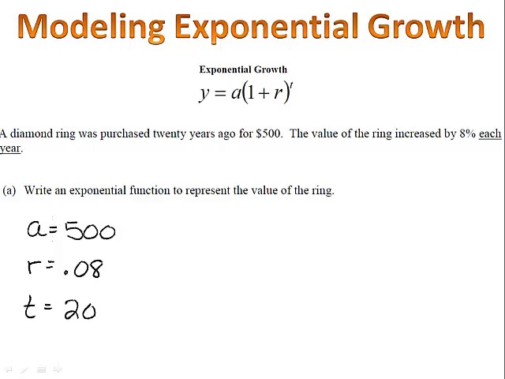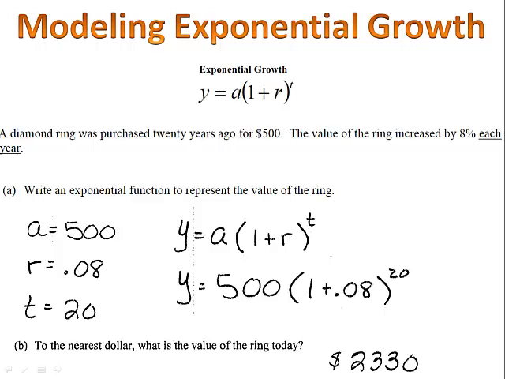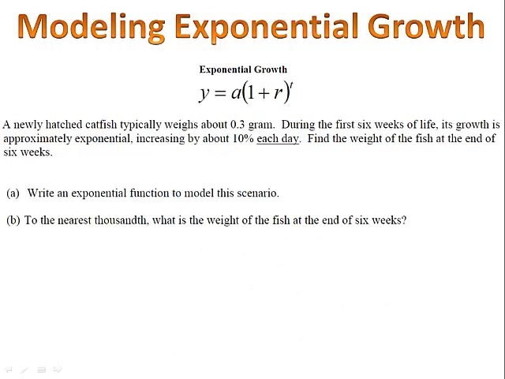We want to write a function now, and we'll begin by writing our formula and then substituting the numbers in. I can type those right into my calculator, and I find the value of the ring today, after 20 years, is $2,330. In problem 2, we have an example involving a fish hatchery.